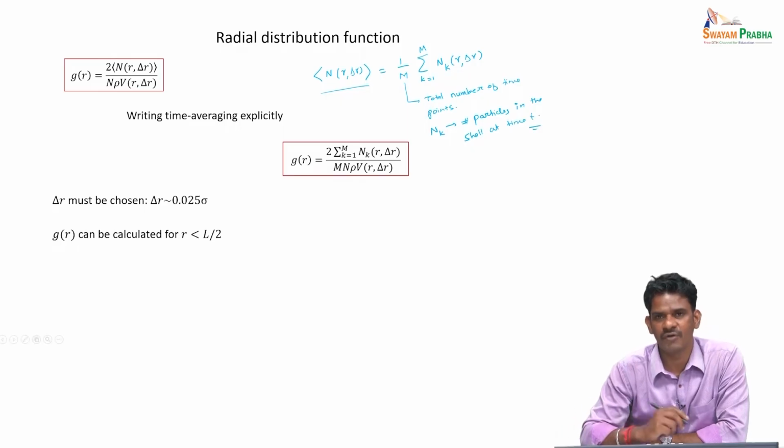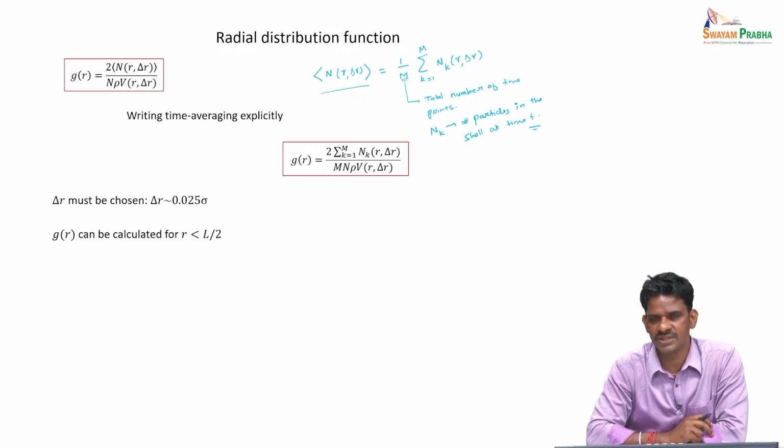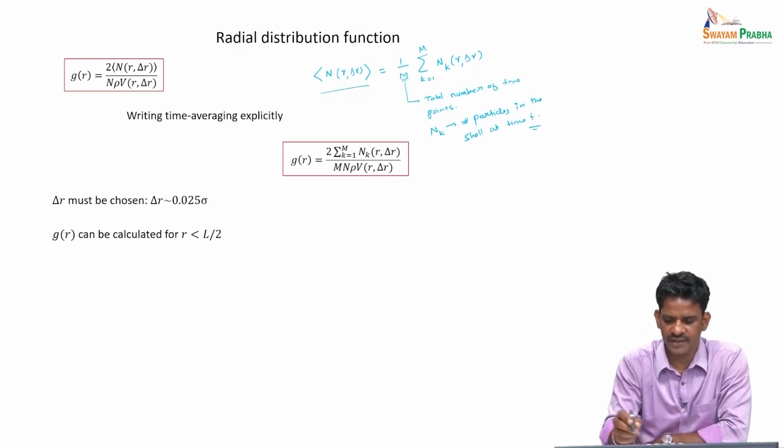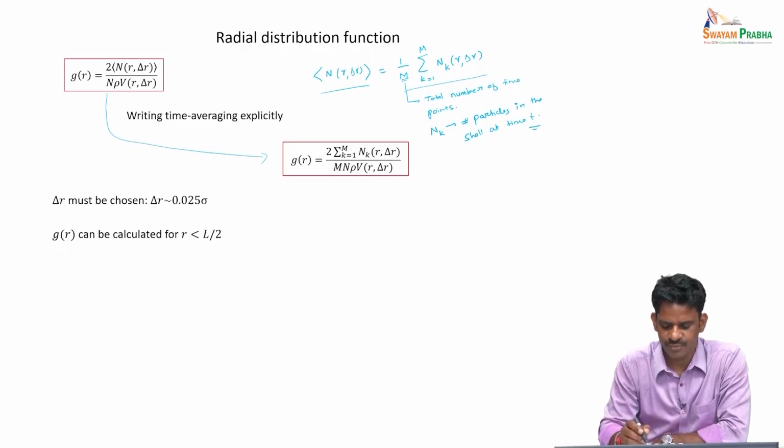So now we have M data points, M time points, and then we average. We calculate the total number by summing over all the times and then divide by the total number of time points. This will give us the time average of the number of particles in a given shell of radius r to r plus dr. So when we substitute this definition of n into this expression, we get the final expression. This mean n is written as the sum over n_k divided by M.